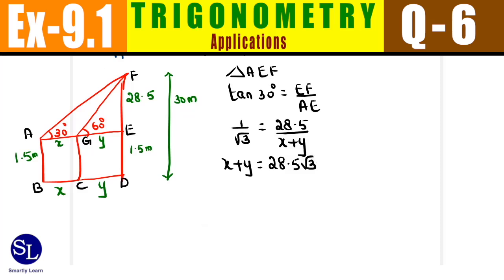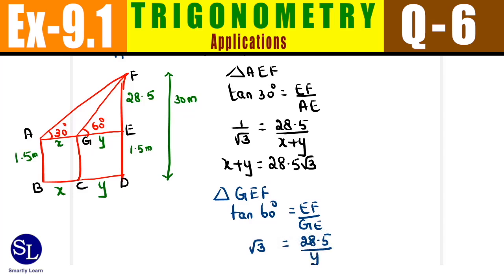So let's now go on to the other triangle. In triangle GEF, tan 60 degrees is going to be equal to again EF divided by GE. So tan 60 is root 3. Root 3 is 28.5 by Y in this case. So this means Y is equal to 28.5 by root 3. I'm just swapping the places of this. Now let's substitute the calculated value of Y in this particular equation where X plus Y is equal to 28.5 root 3. So this should give us the value of X.